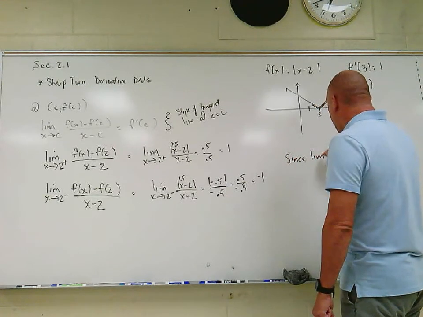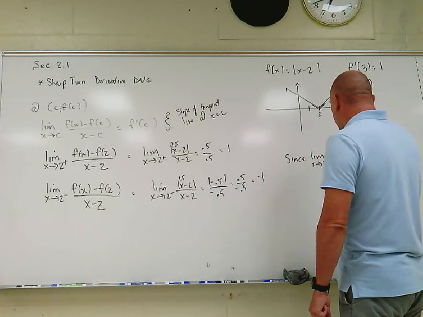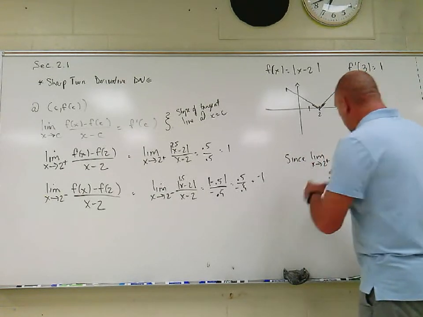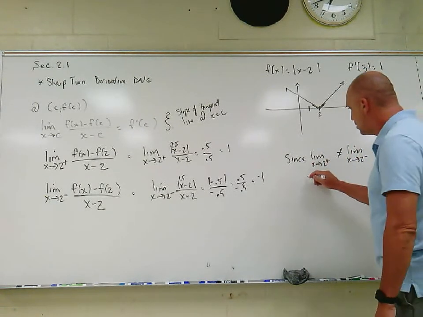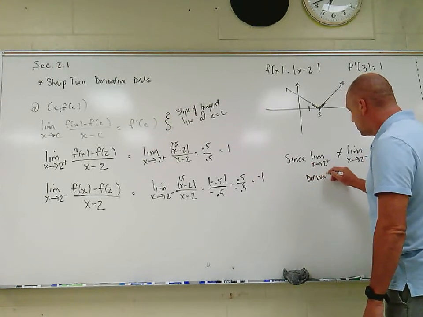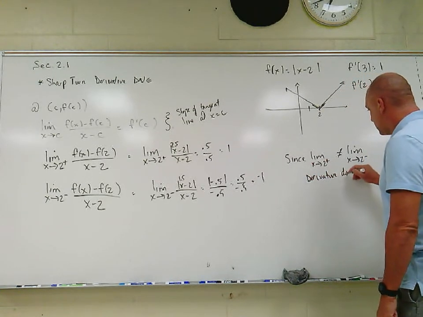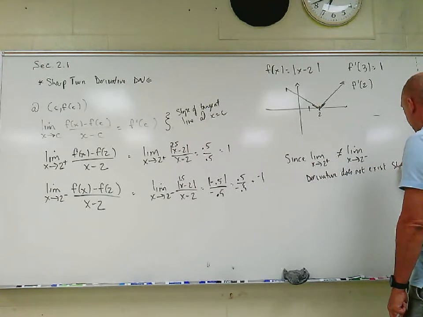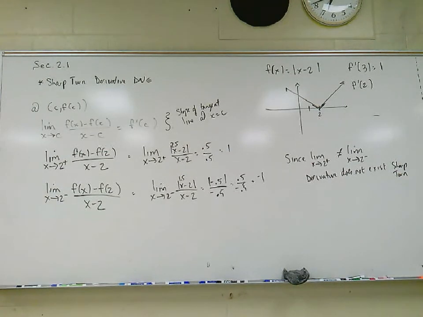So since the limit as x approaches 2 from the right does not equal the limit as x approaches 2 from the left, and we're doing derivatives, the derivative does not exist. Sharp turn. That's how you know you have a sharp turn. And sometimes you've got to use this test because sometimes we won't know.